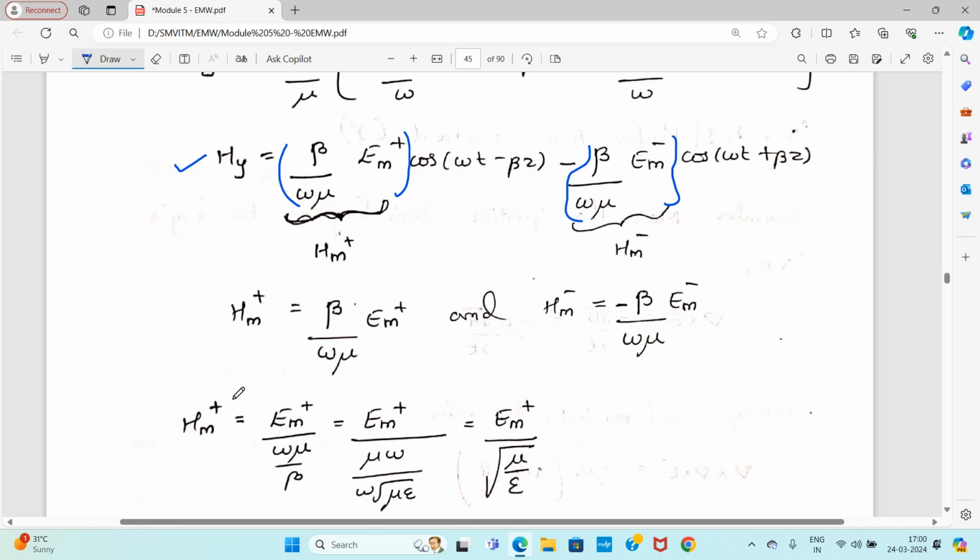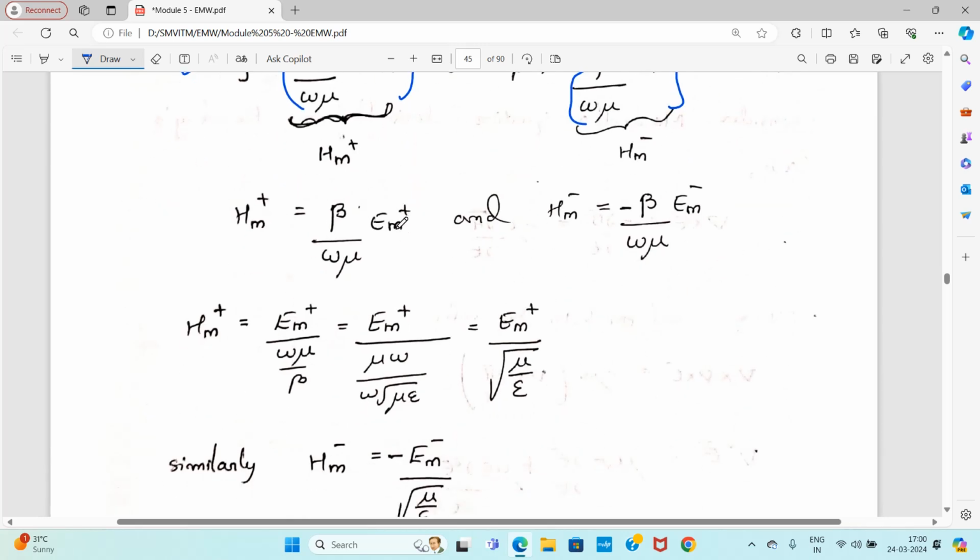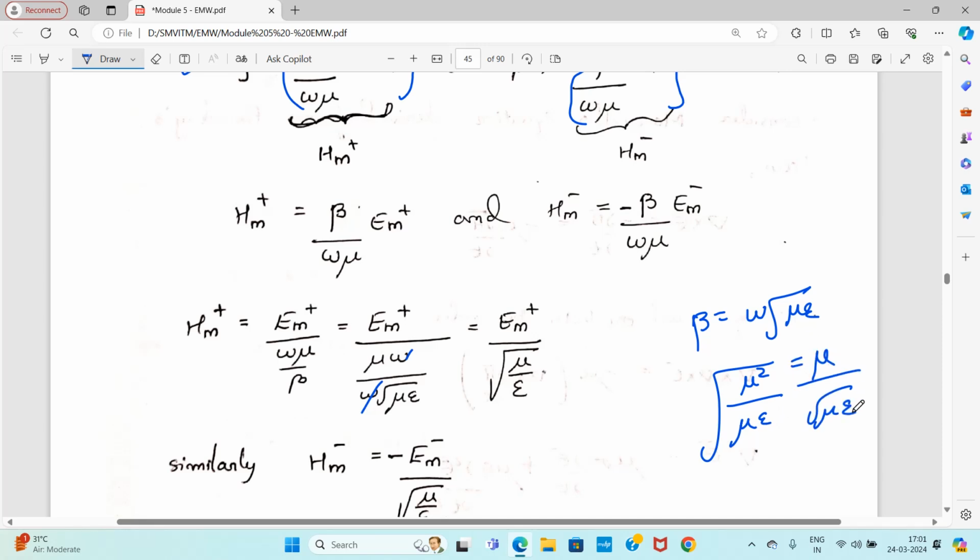Now, if I take the ratio of this, what they've done here is they've kept Em plus as it is. Beta is taken to the denominator, so it becomes ωμ by β. And we know β is nothing but ω root of με, so ω gets cancelled here. You get μ by root of με. Can I write it as the root of μ squared by με? It's the same as writing μ by root με, right? So then this one gets cancelled and I can write it as root of μ by ε. That is what you got here, right?